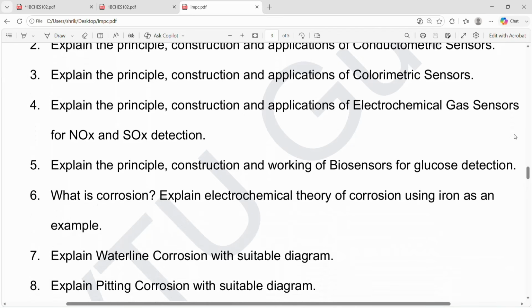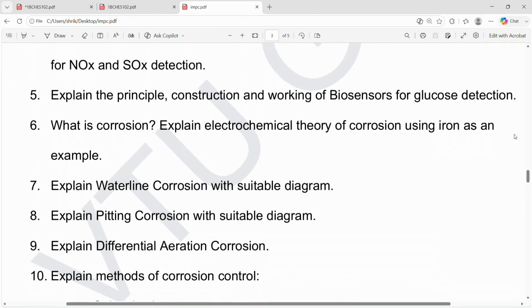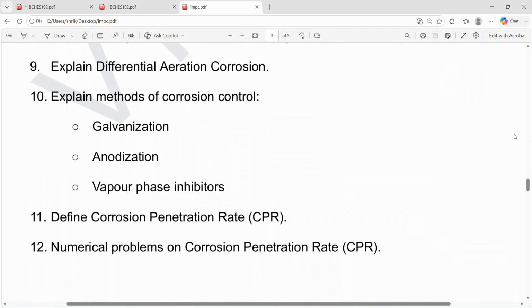What is corrosion? Explain electrochemical theory of corrosion using iron as an example. Explain waterline corrosion with suitable diagram. Explain pitting corrosion with suitable diagram. Explain differential aeration corrosion. Explain methods of corrosion control, all of this.